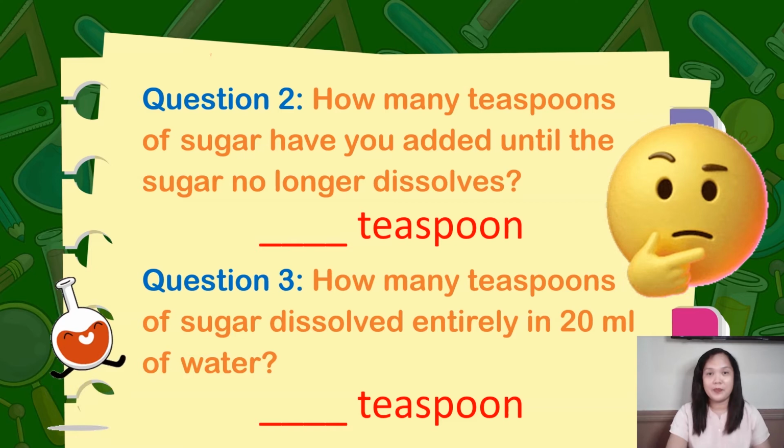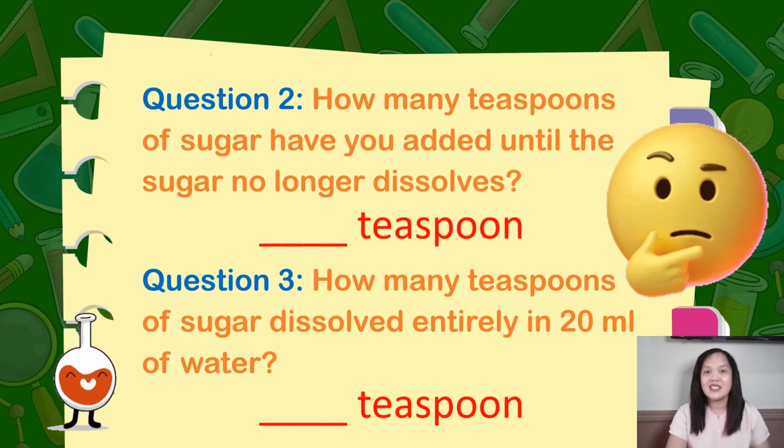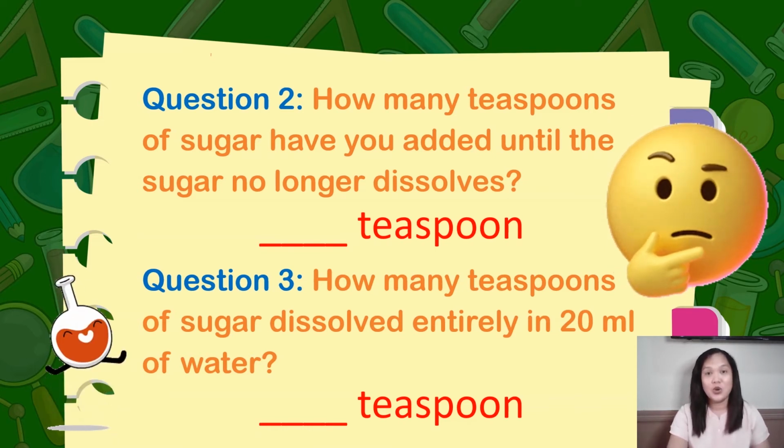Question number 3. How many teaspoons of sugar dissolved entirely in 20 ml of water? 1 and 1/2 teaspoons. Very good. This is now the maximum amount of sugar that will completely dissolve in 20 ml of water. Now, you can observe that sugar no longer dissolves because it has reached its saturation point.